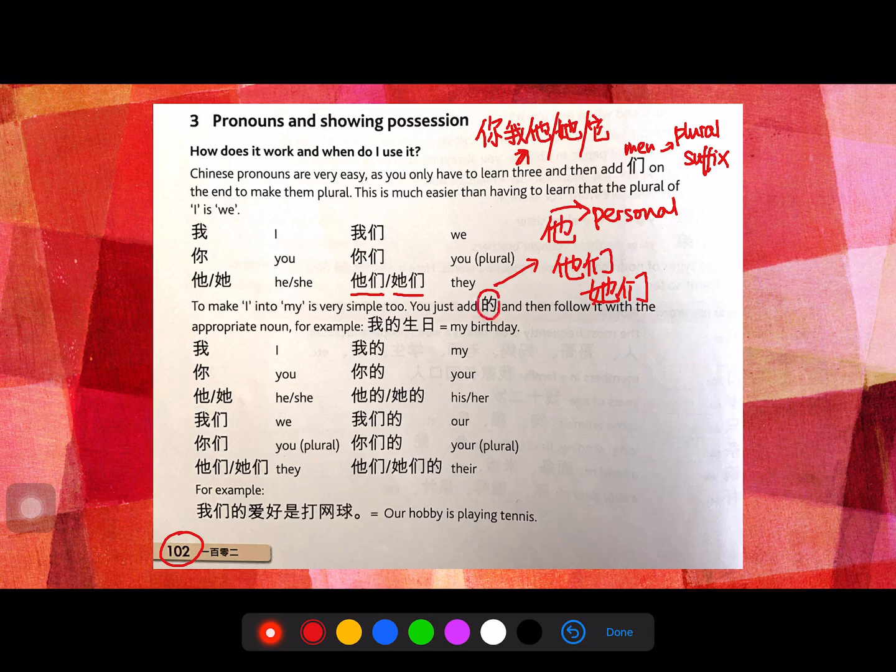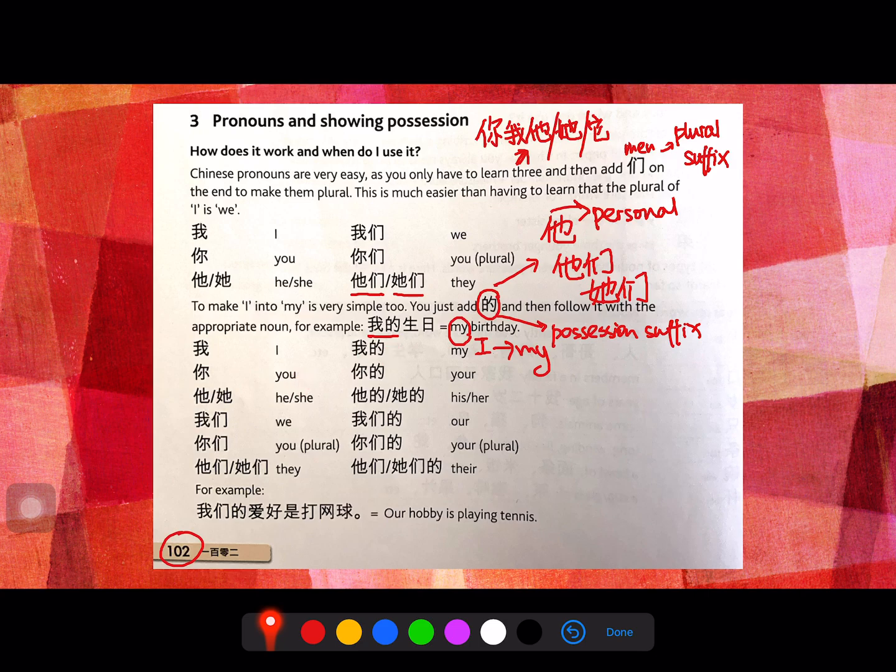So to make I into my is very simple too. You just need to add the 的, that's the possession suffix, and then follow it with the appropriate noun. For example, if you want to say my birthday, you first have the word for my, which is 我的, just by adding a 的 to the word I, turning it into my, 我的, and then you say birthday, 生日. So for 我, I, if you want to say my, you add the 的 and make it into 我的.